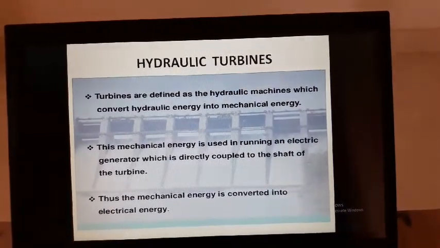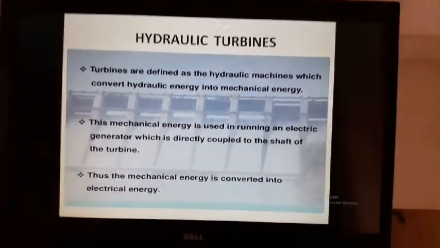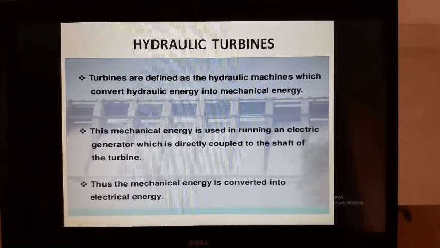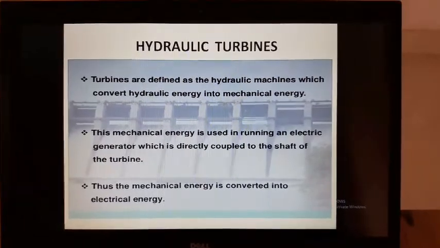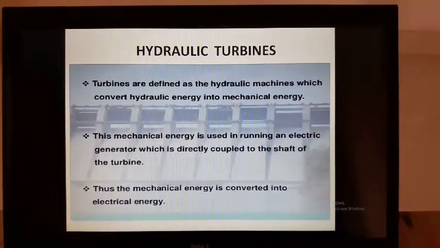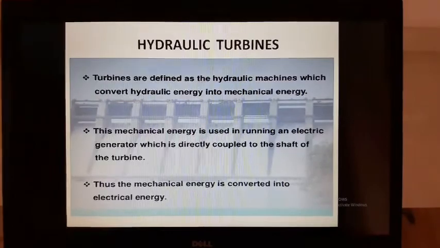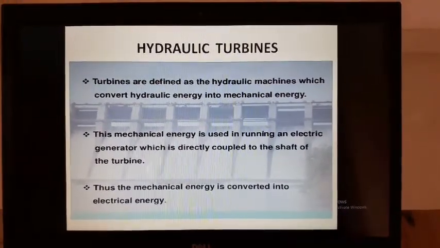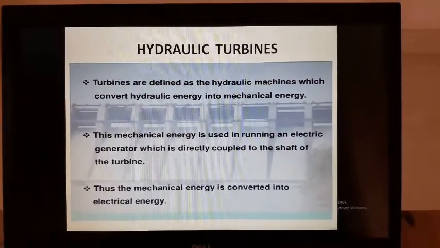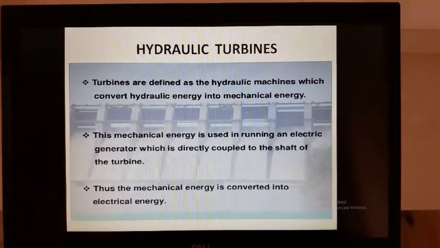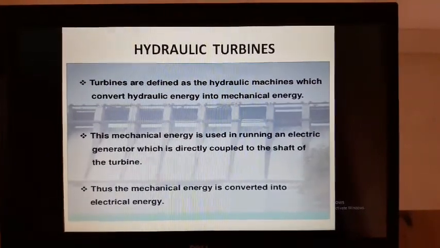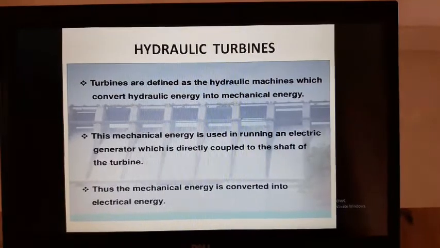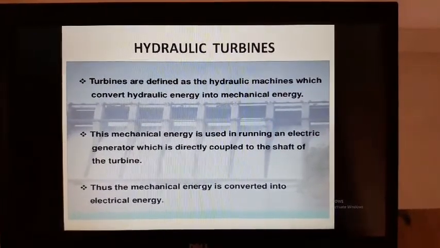The shaft of the rotor or runner of the turbine is coupled to the shaft of the electric generator. So rotation of the rotor or runner rotates the shaft of the electric generator, and due to rotation of a conductor in the magnetic field, electricity is produced in the electric generator. In this way we convert mechanical energy into electrical energy in a hydraulic turbine.